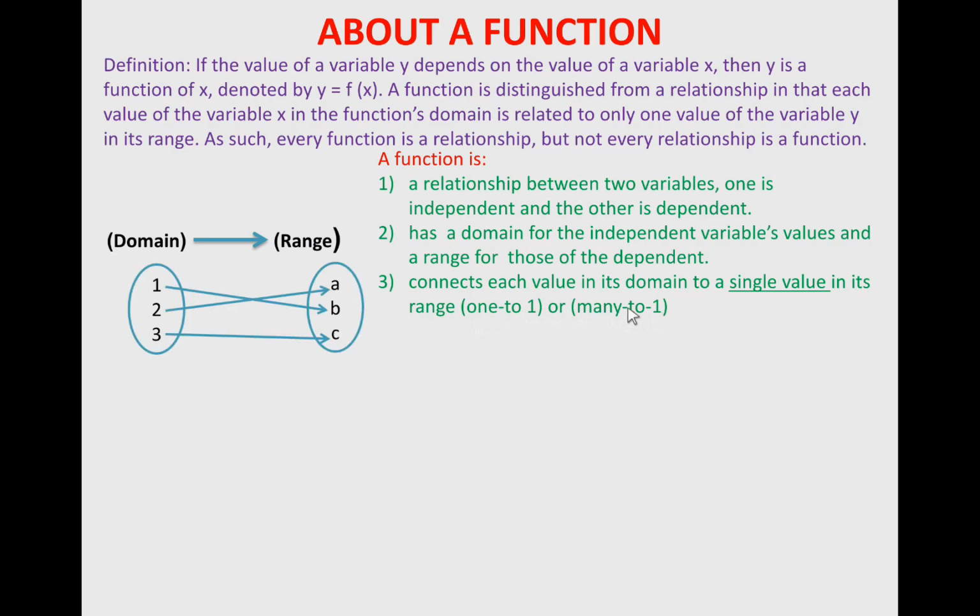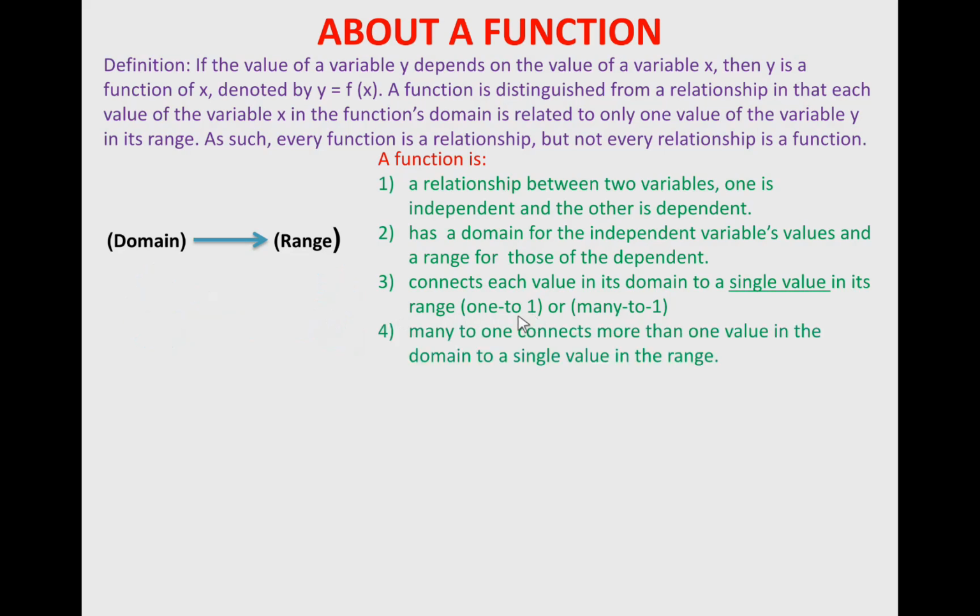Here is an example. Obviously, this example is one-to-one because we have three elements in the domain, three elements in the range, and every element in the domain is mapped to a unique element in the range. And that's why this is an example of a one-to-one mapping. A function may be many-to-one.